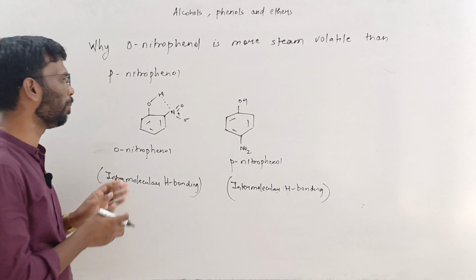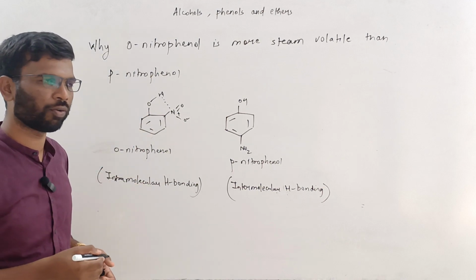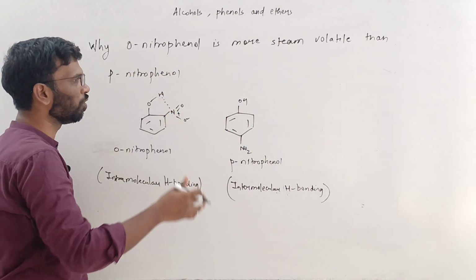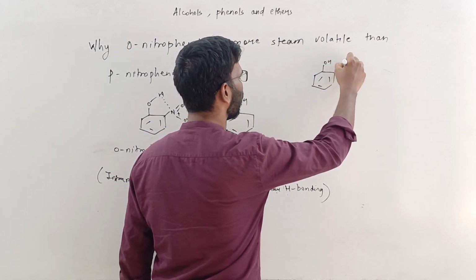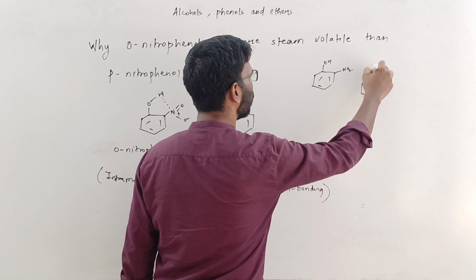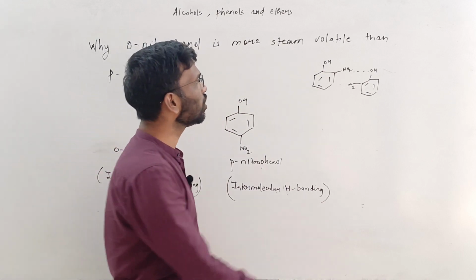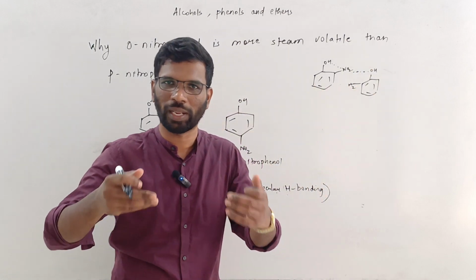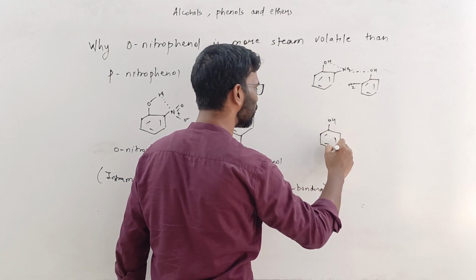Orthonitrophenol is more steam volatile because here there is less intermolecular hydrogen bonding. Intermolecular means the forces operating between one orthonitrophenol and another. Let's say this is one orthonitrophenol, this is OH and NO2, and this is another orthonitrophenol. So there will be a certain force. This is called intermolecular hydrogen bonding. Since it is already forming an intramolecular hydrogen bond, this intermolecular force of hydrogen bonding will be less compared to this type of interaction.